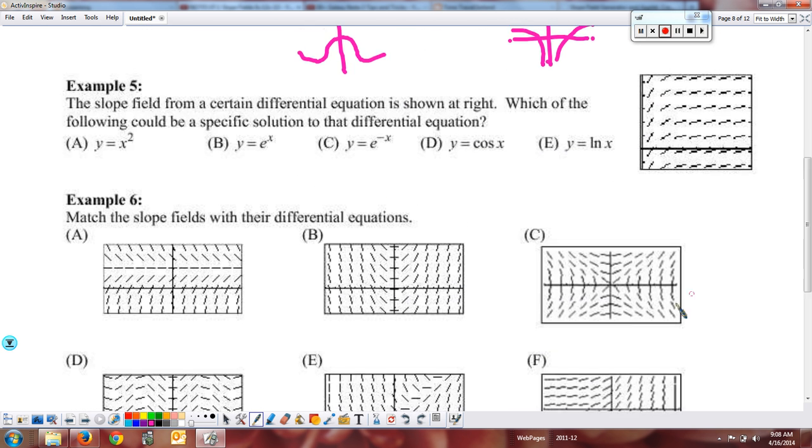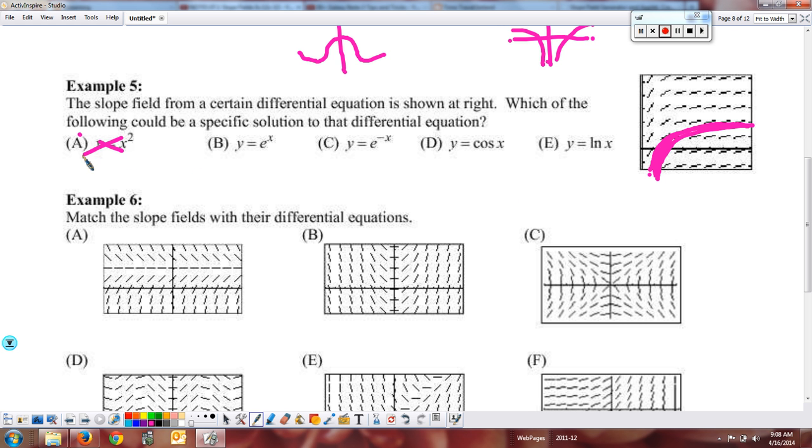Then we come down to example 5. We want to look at the slope field from the differential equation, and now we're looking for the specific solution to the differential equation, which is basically saying we're going to let c equal 0 in this. You look over here, look at the trend, and you see that you have something along these lines, and then you go by process of elimination.